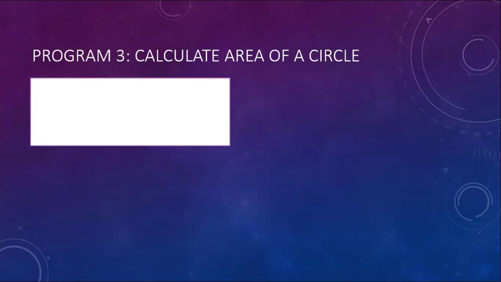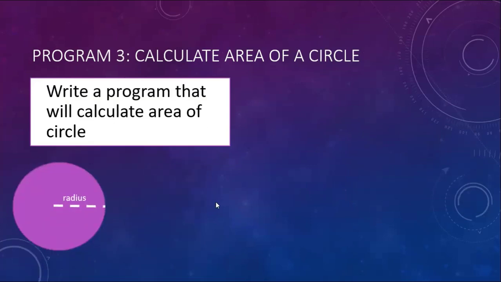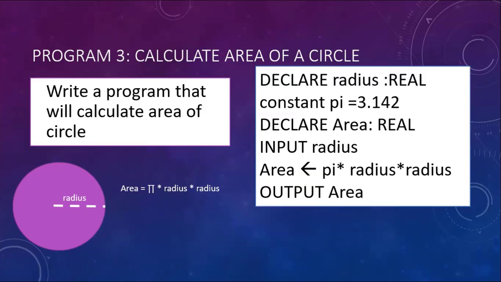Same for the area of a circle now. But here we have one important thing known as a constant. Remember, a constant doesn't change its value, for example, pi. In this case, area is equal to pi multiplied by radius multiplied by radius.